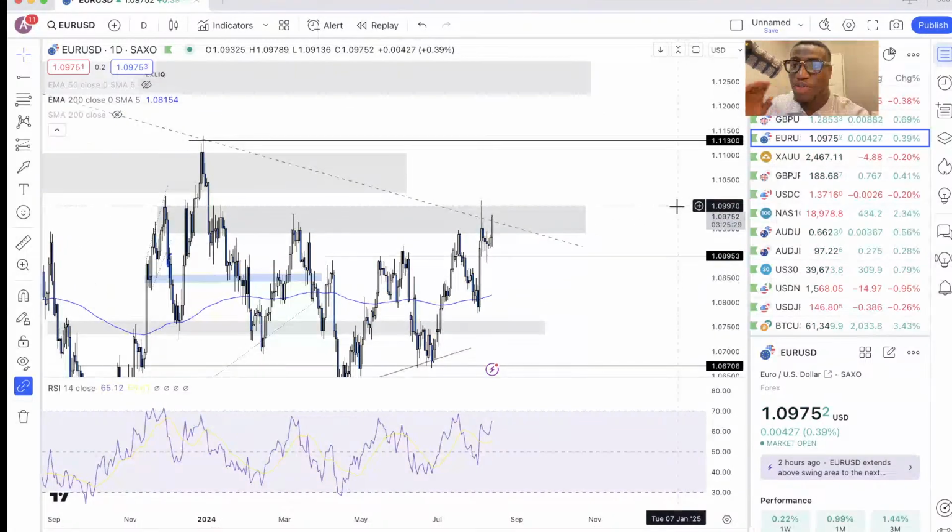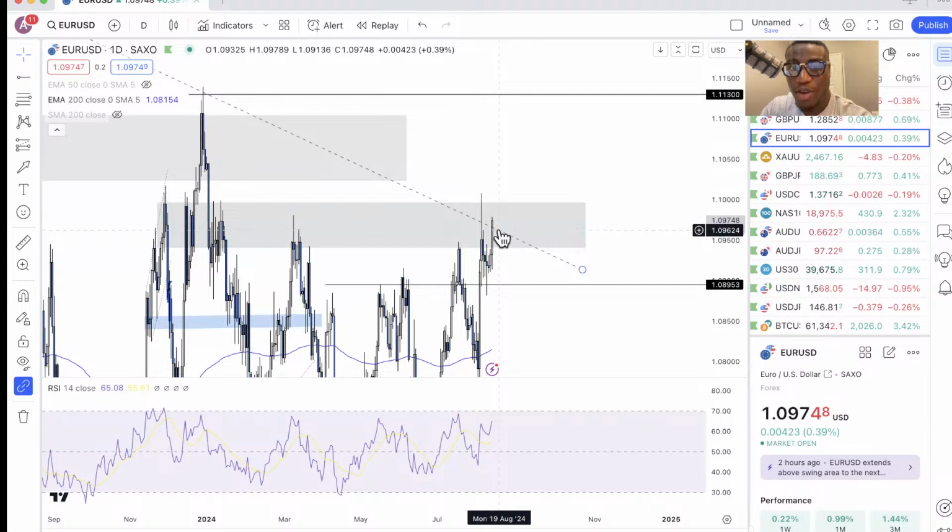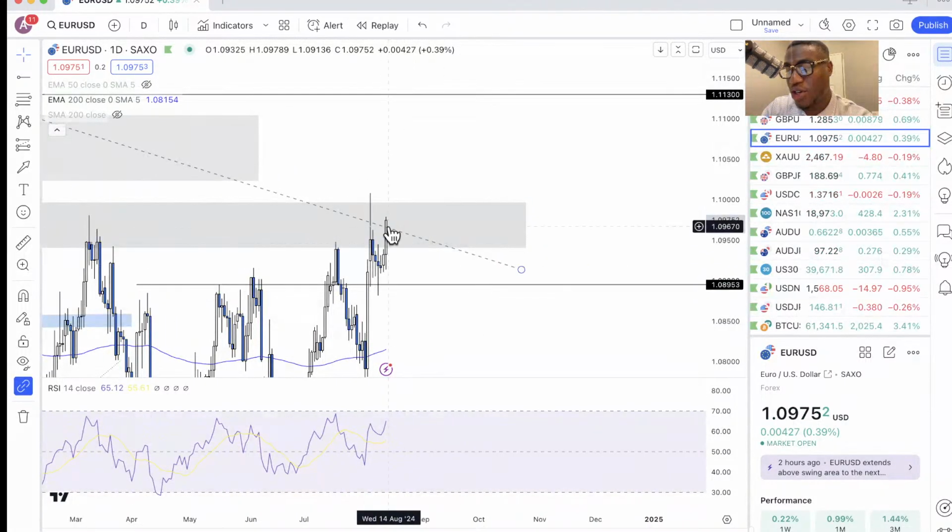So if you're trading the euro dollar market, what I'm just going to tell you to do is to observe how the market reacts, because we're at a key level, right? I can't really say you should start buying right now because we've not closed. This candlestick has not closed at the breakout of this trend line. We've not closed at this. We've not broken out of this key level as well.